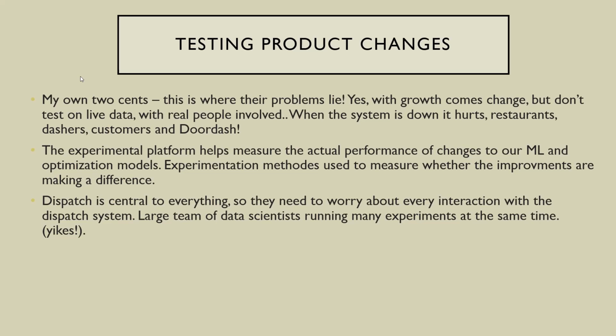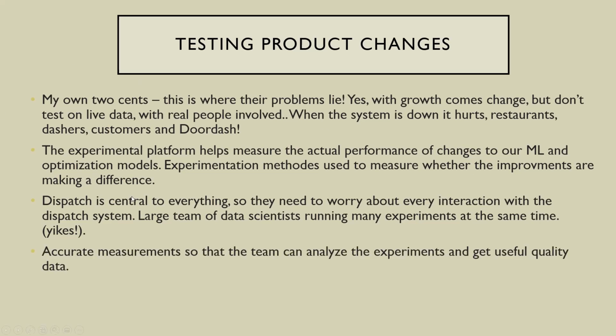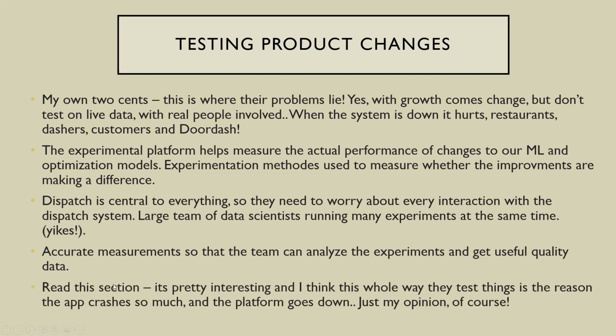Yikes. So they're all testing all different things all at the same time, and they're testing it live on us. Think there's a problem there? I do. They need accurate measurements so that the team can analyze experiments and get useful quality data. And that's why they do it on live data, I guess. I think you should read this section of the article. It was super interesting. This is just kind of a brief summary of it. I think the whole way they test things is the reason the app crashes so much and the platform goes down. That's just my opinion, of course.